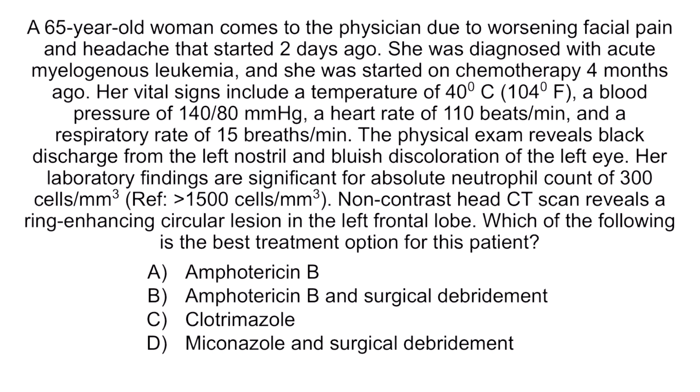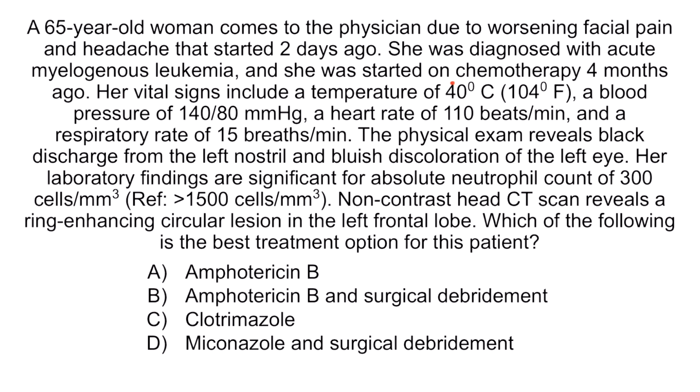Her laboratory findings are significant for absolute neutrophil count of 300. Non-contrast head CT scan reveals a ring-enhancing circular lesion in the left frontal lobe. Which of the following is the best treatment option for this patient? A. Amphotericin B, B. Amphotericin B and surgical debridement, C. Clotrimazole, or D. Miconazole and surgical debridement.